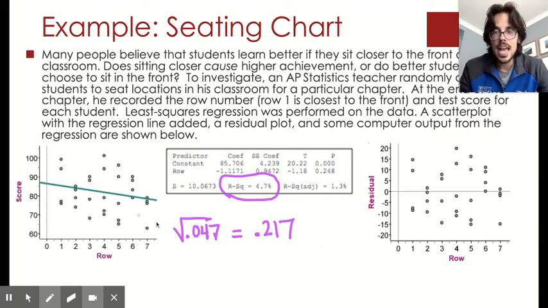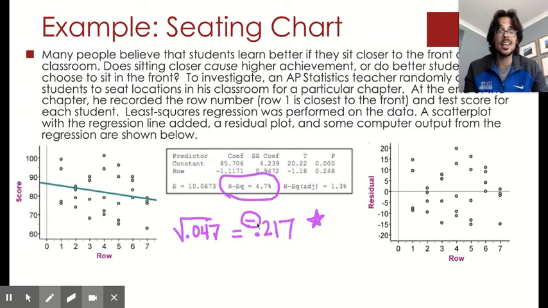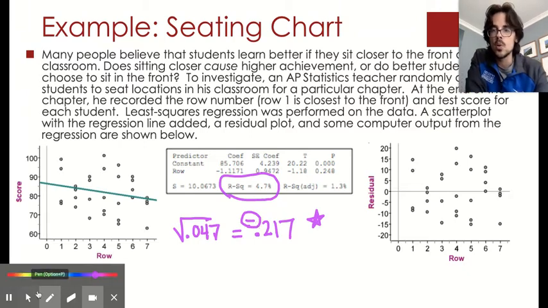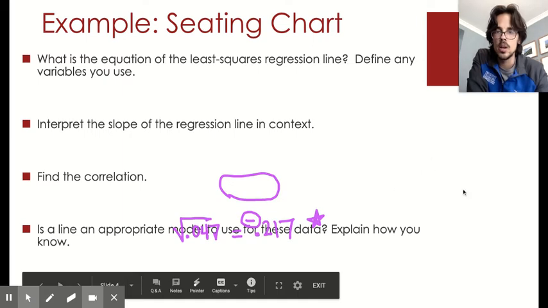But this is a negative correlation. My slope is negative. If my slope is negative, R is also going to be negative. So make sure you have a negative sign on that value when you actually set it up. Okay, so finding R is not hard if they give you R squared.